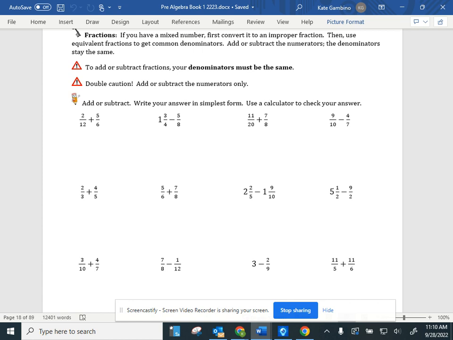But remember, your denominator must be the same when we add or subtract. Double caution, add or subtract the numerator only, denominator stays the same. Add or subtract, write your answer in simplest form. You must simplify. If it says simplest form and you don't put it in the simplest form, is it still right? No. It must be in simplest form to be correct. On the test, if it's not in simplest form, it will not be correct.